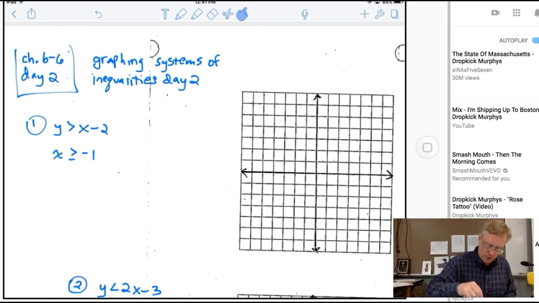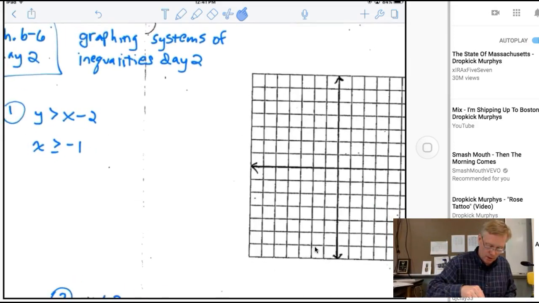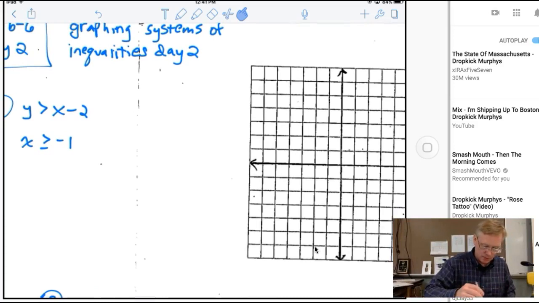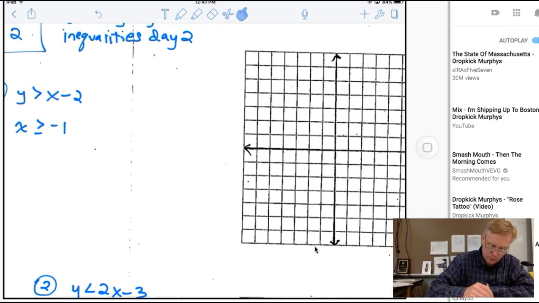I got the first problems already up here for you. It is y is greater than x minus 2, and x is greater than or equal to negative 1. So I'm going to graph these, and then I'm going to shade both of them, putting two of them on the same graph.